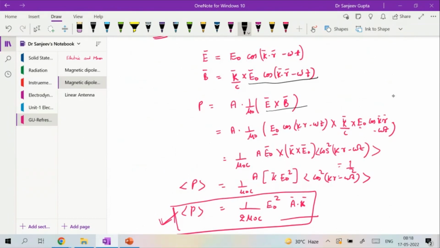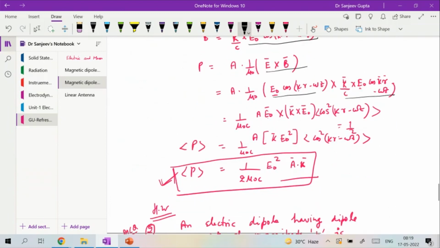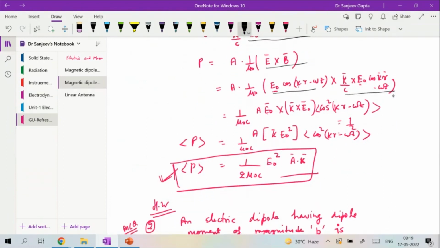Here, A·(1/μ0), where you can multiply both expressions. Once you multiply both expressions, you can see E0, kE0, and then the average of this is half. That half you can take out, and then that becomes kE0, and this half becomes 2μ0c, and it becomes E square, and k is making an angle with A.